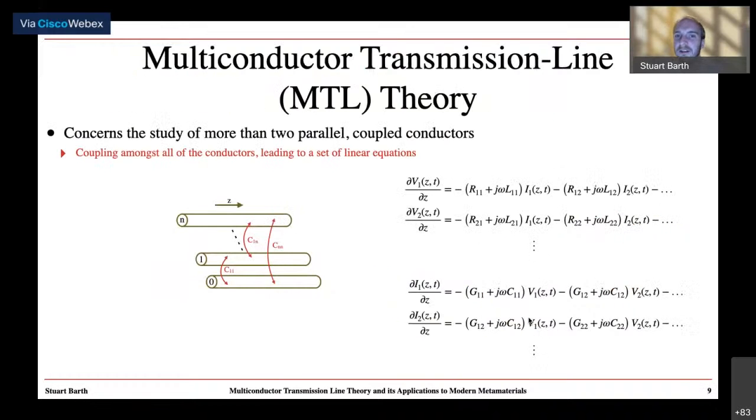So now multiconductor transmission line theory extends the concepts of transmission line theory to systems of more than two parallel coupled conductors. In general, in multiconductor transmission line theory, we assume that there's coupling between all of the conductors. And this allows us to write a set of linear equations, as you might see here on the right-hand side.